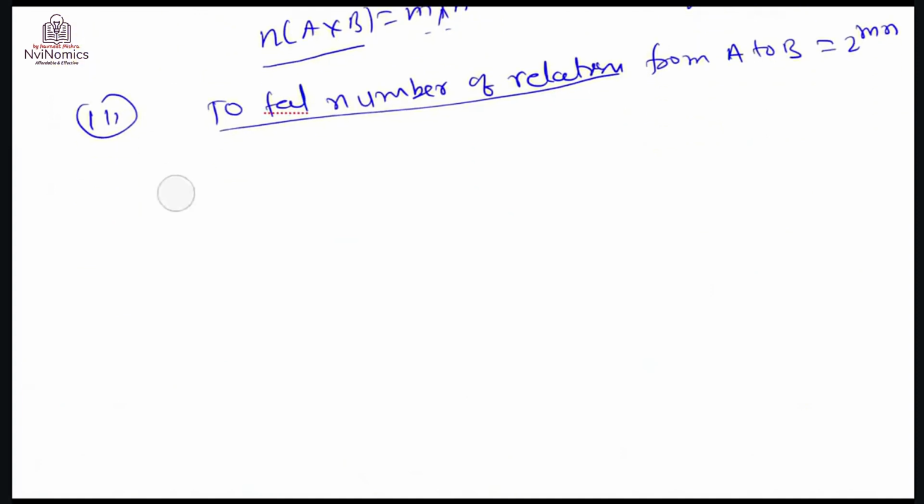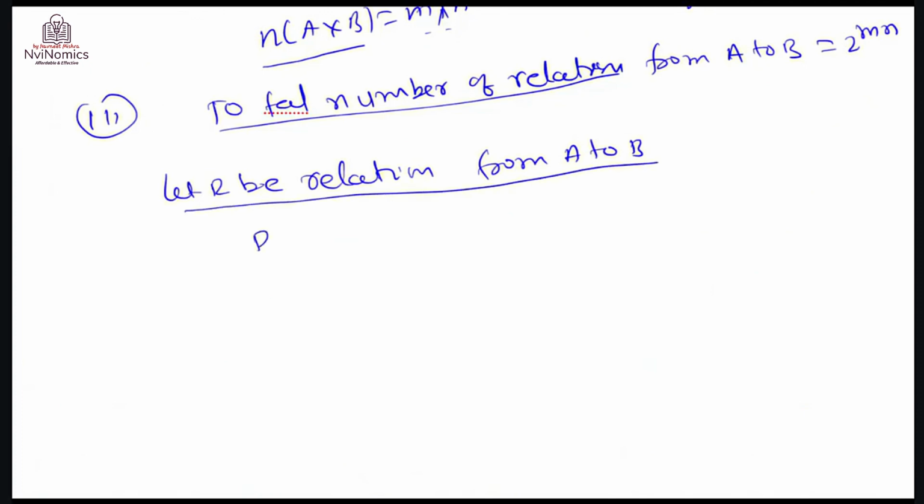So here what we have, let R be a relation. Okay, let R be a relation from A to B. Okay, so if R is a relation from A to B, then it is obvious that R is going to be a subset of A cross B. It may be equal.